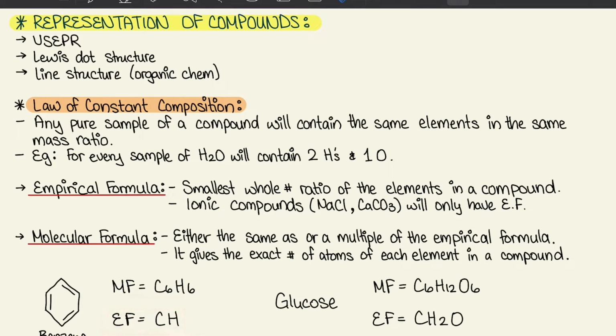For glucose, we have the molecular formula of C6H12O6, because that's the exact number of atoms that are present in glucose. However, if we were to simplify this, we would take C6 divided by 6, we would get 1 carbon, H12, and we can't divide H12 by 12 because we have to divide everything by the same number to get that exact ratio. So we can divide H12 by 6 as well, and we should get H2. And we divide O6 by 6, and we should get 1 oxygen. So the empirical formula comes down to CH2O.